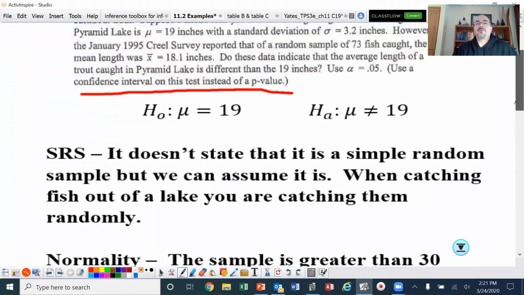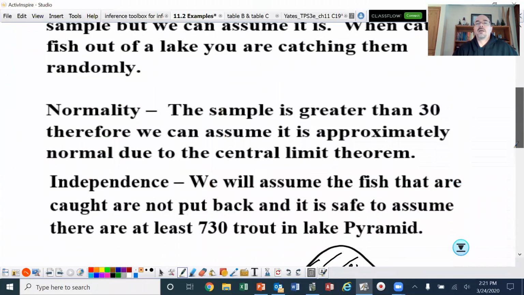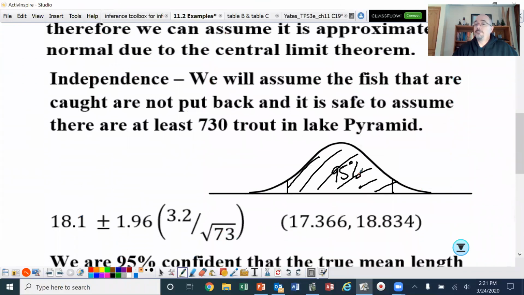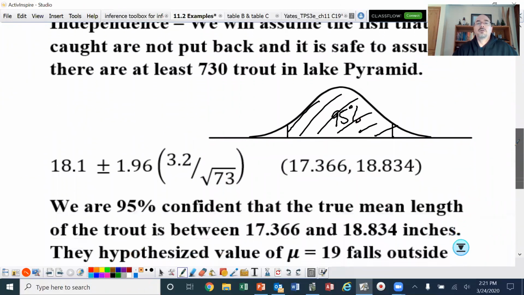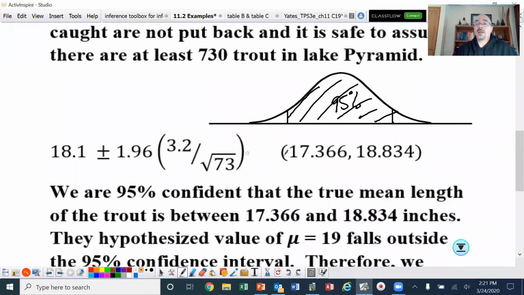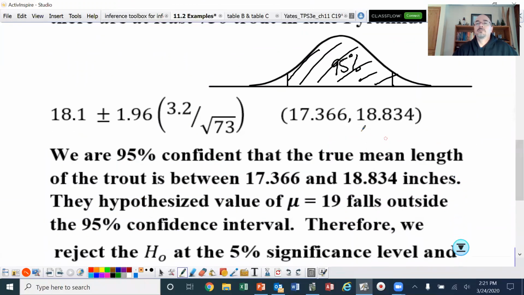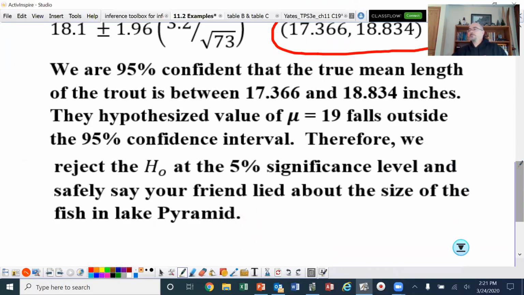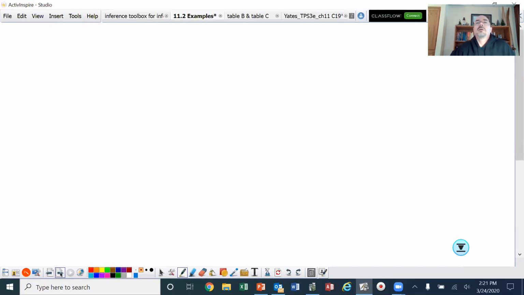So again, we're going to use a confidence interval at alpha 0.05. That means we're going to be 95% again. Here's our confidence interval. Again, that's chapter 10. This is our result. Okay, and look at the conclusion. All right, it's too bad your friend lied about the size of the fish.